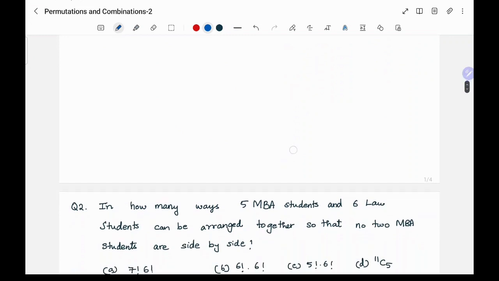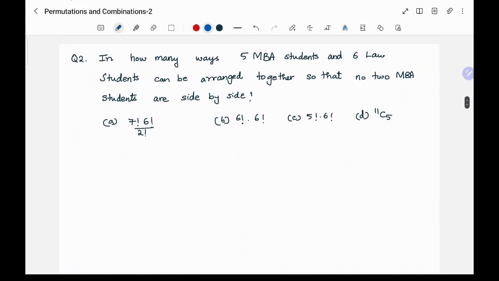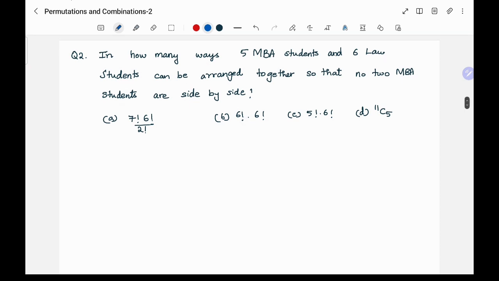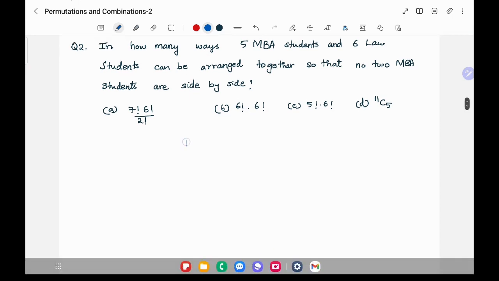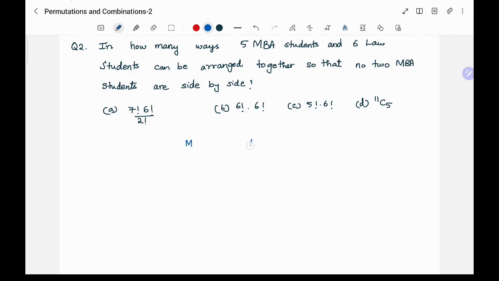Let's move on to the next question. In how many ways can 5 MBA students and 6 law students be arranged together so that no 2 MBA students are side by side? So we need to arrange, let's say MBA students I represent by M and law students by L. So we have 5 MBA students, 1, 2, 3, 4, 5 and 6 law students.